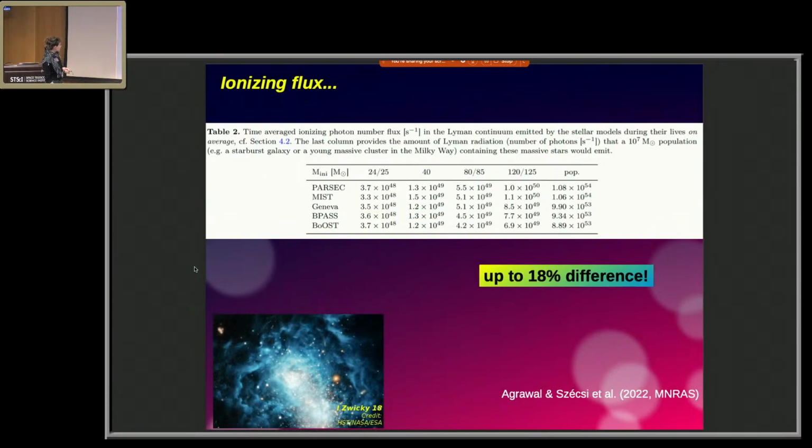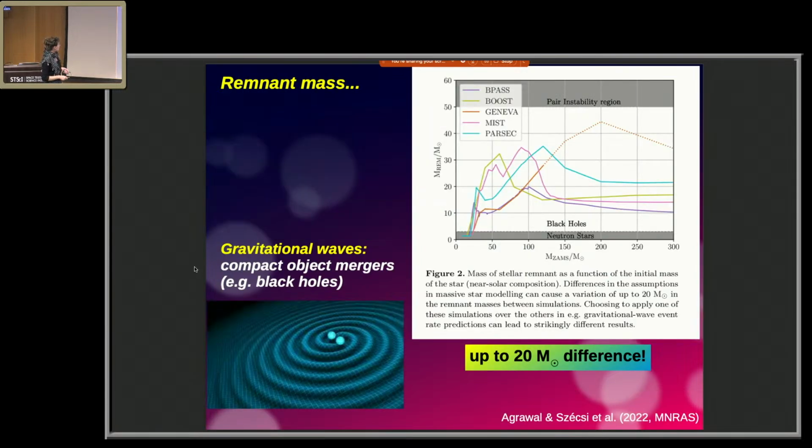I'm at the end of my talk, actually. This is some more results about the ionizing flux. We also computed that, so if you're interested, just look it up in the paper. We also computed differences in the remnant mass, and we found that there might be up to 20 solar mass difference in the prediction of the black hole mass, which is quite a lot, which is frightening.